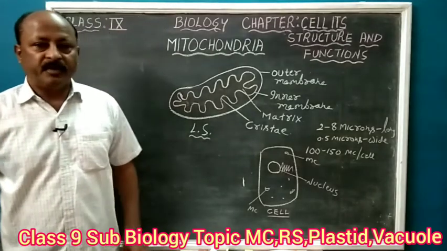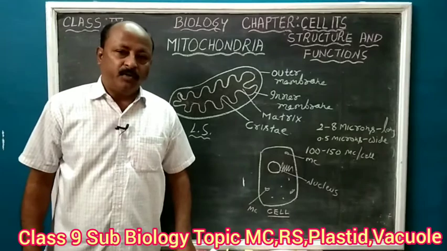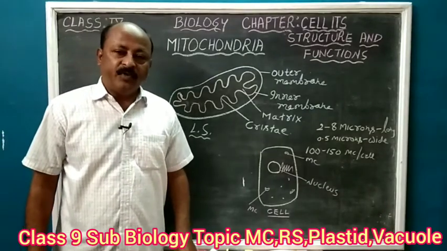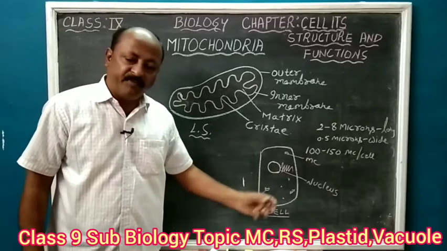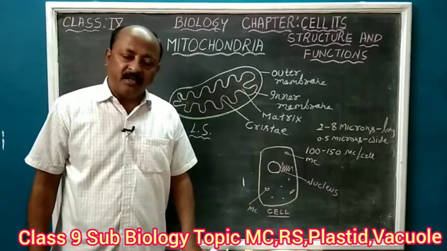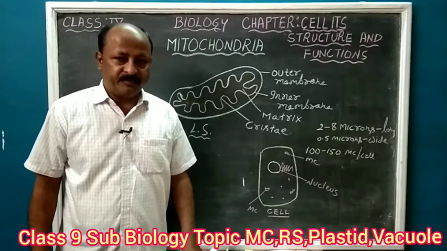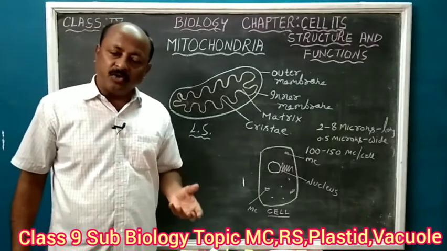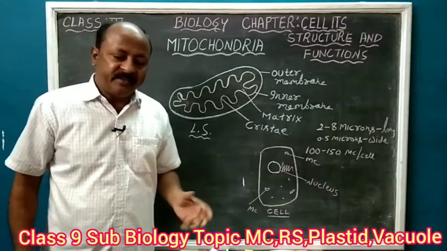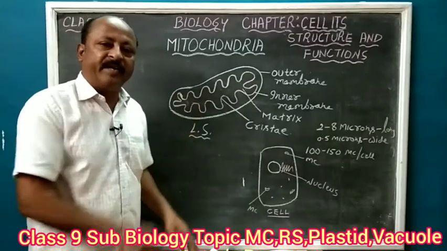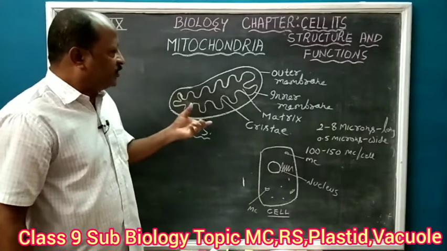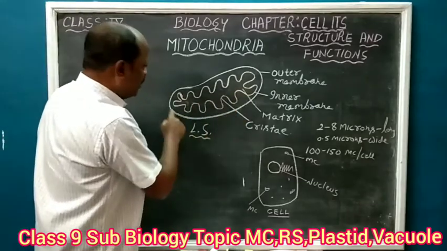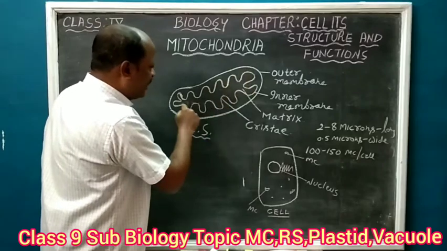Hello students, now let us study about one more cell organelle, that is the mitochondria. So mitochondria is a very small structure found in the cytoplasm of a cell. It's either spherical or cylindrical in shape. When we study the mitochondria under the electron microscope, we can see that it has a double membrane wall. It has an outer membrane and an inner membrane. This is the outer soft membrane and this is the inner membrane.